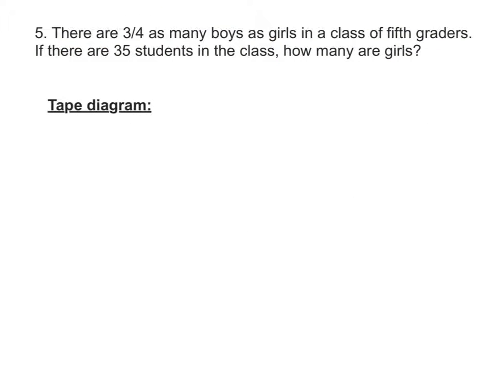So the first thing we need to do all the time is underline what the question's asking. We're trying to figure out how many girls there are. Go ahead and underline that. The important information we need to know is that there's 3/4 as many boys as girls, and there's 35 students altogether. So in this class of 35 students, if there's 3/4 as many boys as girls, are there more boys or girls? There's only 3/4 as many boys as there are girls. So is there more boys or more girls? Girls. How many times less are there boys? 3/4. Okay? So let's draw a tape diagram.